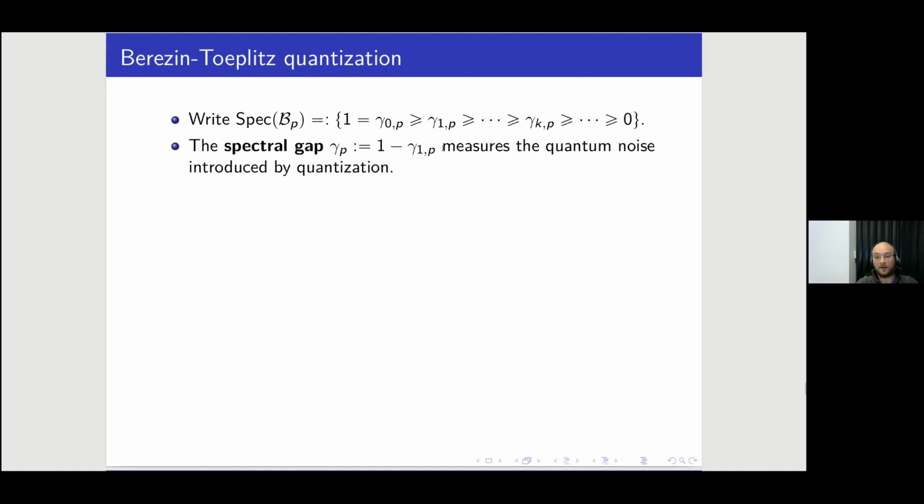On the other hand, from the point of view of Berezin-Toeplitz quantization, it's a measure of the quantum noise introduced by quantization. So the fact is, it measures how a function blurs when you quantize things. In particular, it will send a Dirac to a highly peaked Gaussian, which will have size 1 over p. So the Heisenberg uncertainty principle somehow, right?